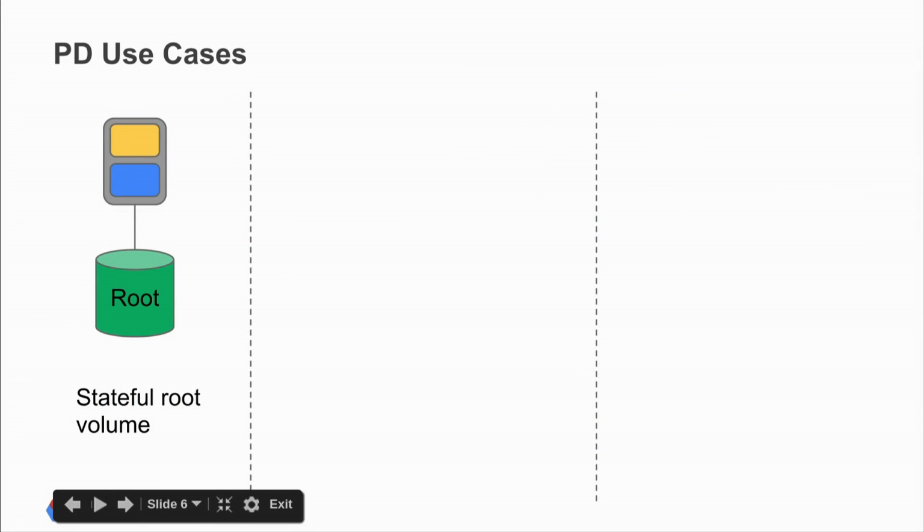Three primary use cases for persistent disk. First is as a boot device. So you can boot off of a persistent disk if you have a stateful application, one that you need its configuration to survive after you shut it down and turn it on many times.